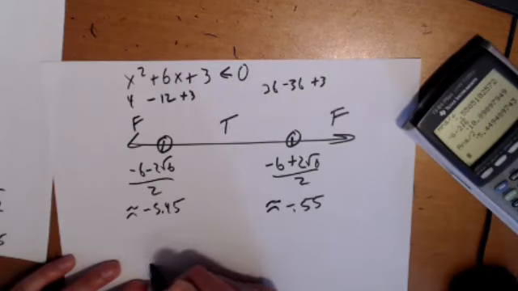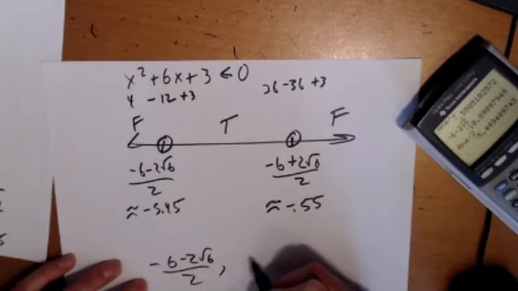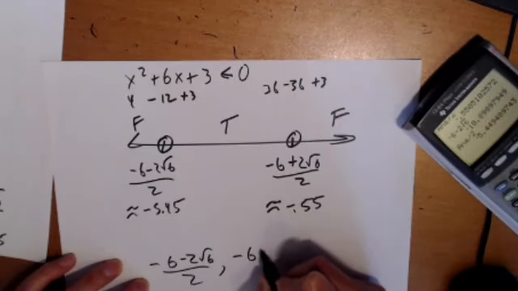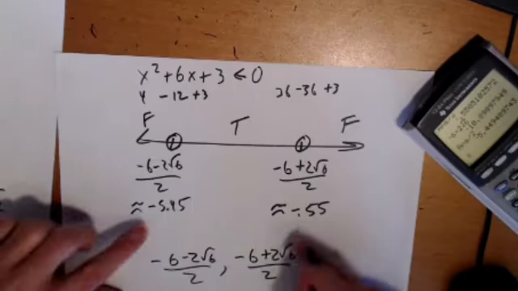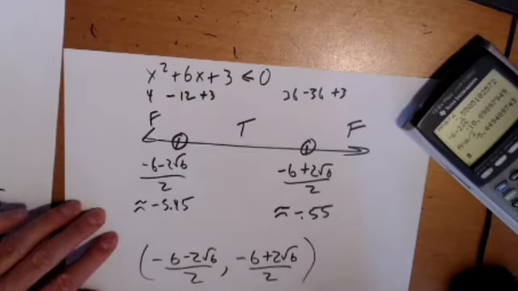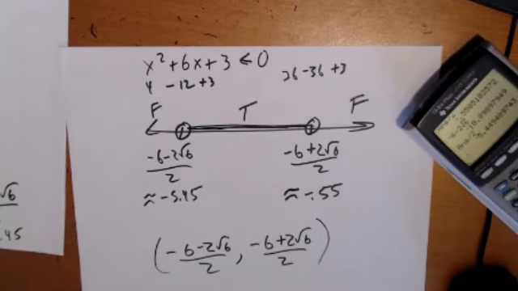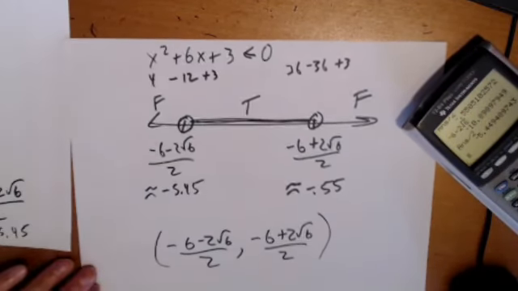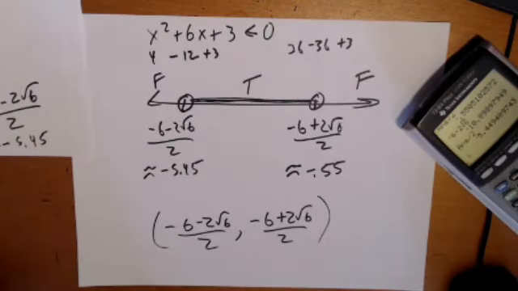Okay, so between negative 6 minus 2 root 6 over 2, comma, negative 6 plus 2 root 6 over 2, parentheses or brackets? Open circles, so parentheses. So everything between. Aha. So you see, it's just putting everything together that we know. Okay, yeah, so I think you should totally be able to handle 9-8.